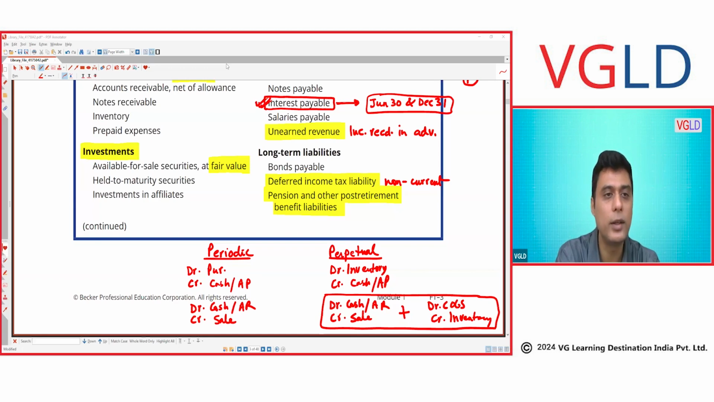FQC is the fundamental qualitative characteristics and EQC is the enhancing qualitative characteristics.